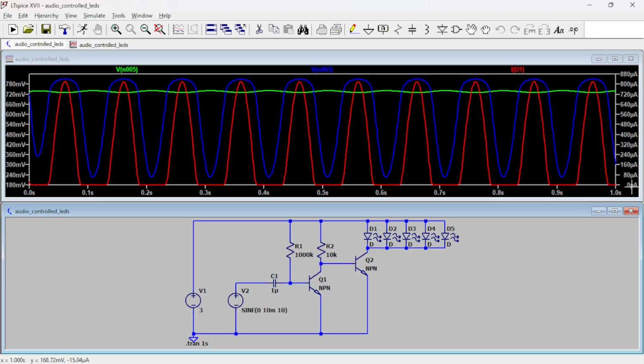As you can see, for instance, here it's zero, and then it goes up to about 800 microamps. So let's say it's a little bit under 1 milliamp. So it's probably going to light up all the LEDs a little bit. We are at 800 microamps. Let's see what happens if you increase the amplitude of that sine wave.